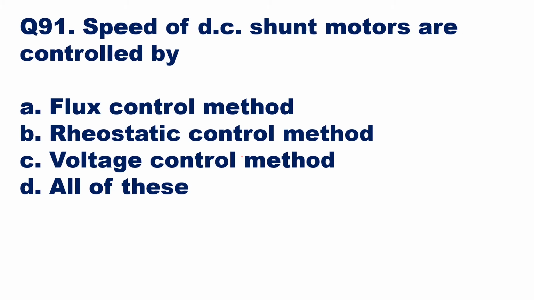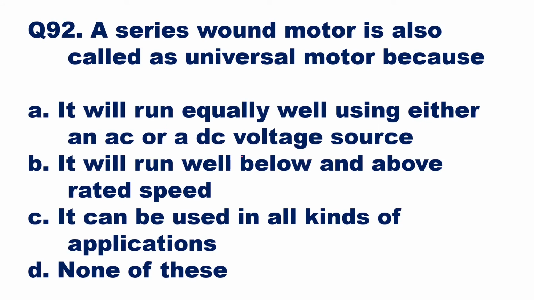So here all these are the same thing. All these functions are going to do the same thing. They're going to control the speed of DC shunt motor. So flux control method also can be done. Rheostatic control method also can be used. Voltage control method also can be used. So all of these will be the answer here. Option D is the right answer. So speed of DC shunt motors are controlled by all of the above mentioned methods. Then we'll go to question number 92.